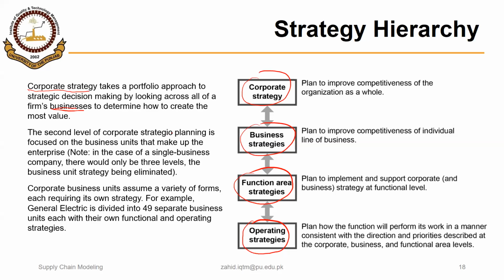The second level of corporate strategic planning is focused on business units that make up the enterprise. In the case of a single business company, there would only be three levels. The business unit strategy will be eliminated. But if there are more than one business, then we will have all four levels. Corporate business units assume a variety of forms, each requiring its own strategy. So each business unit will have its own strategy. For example, General Electric is divided into 49 separate business units, each with their own functional and operating strategies.